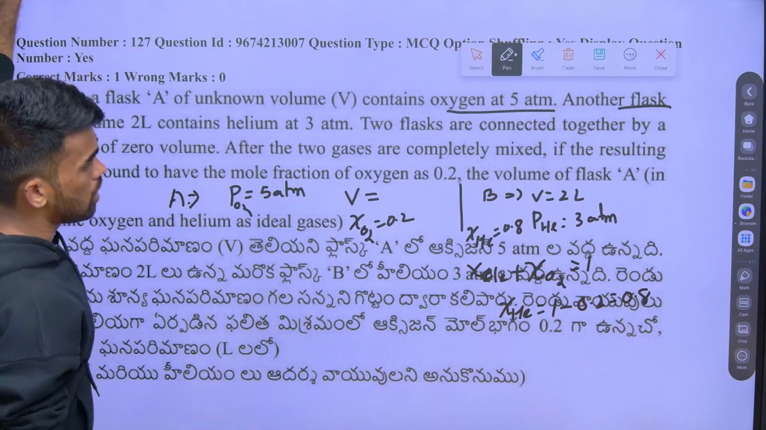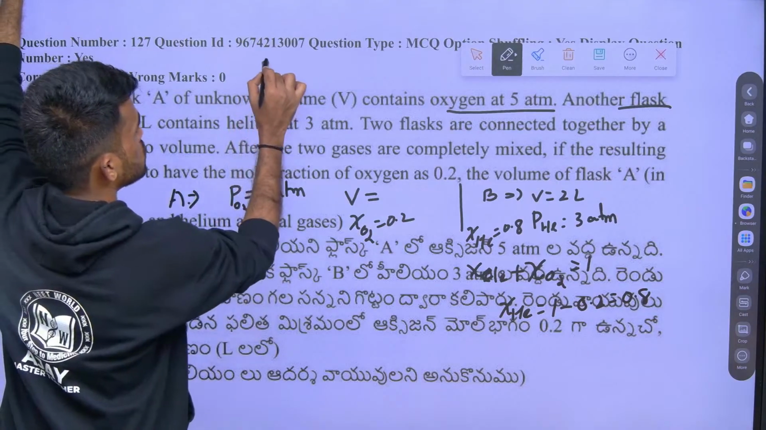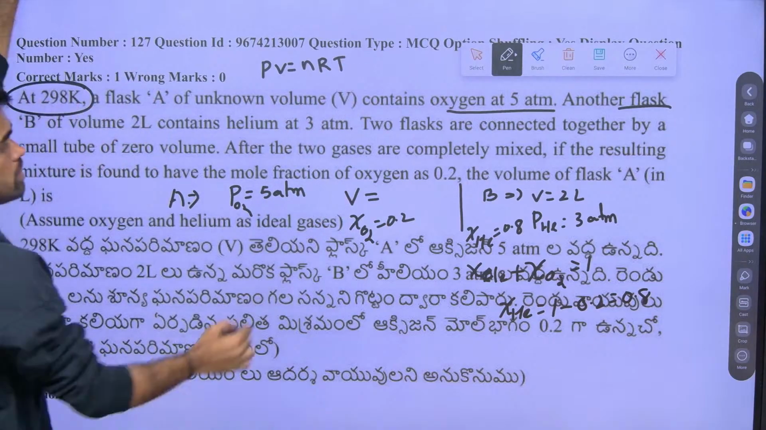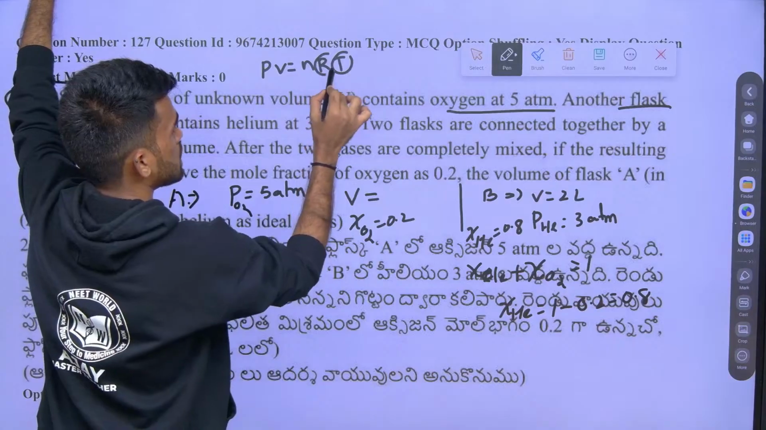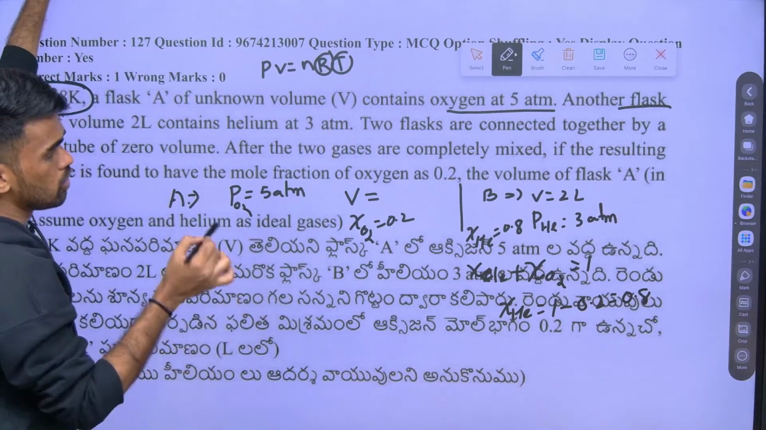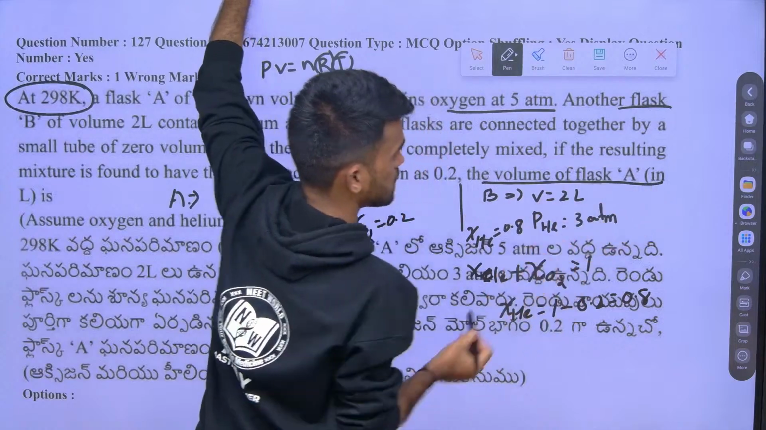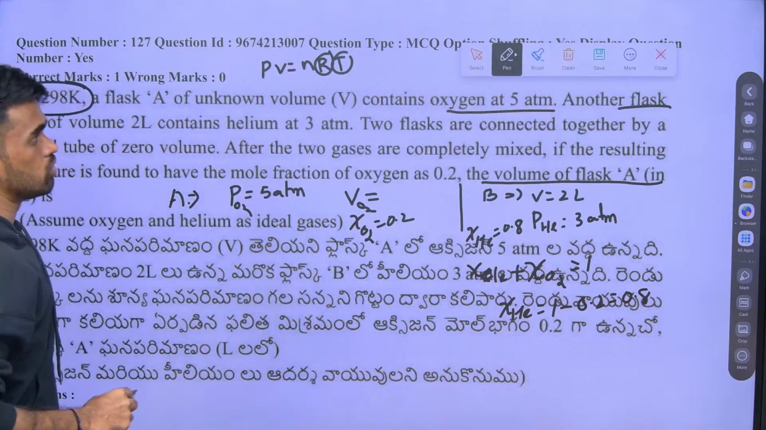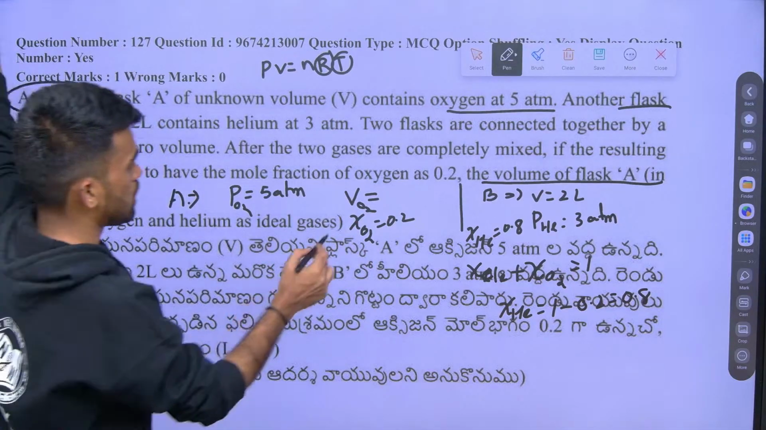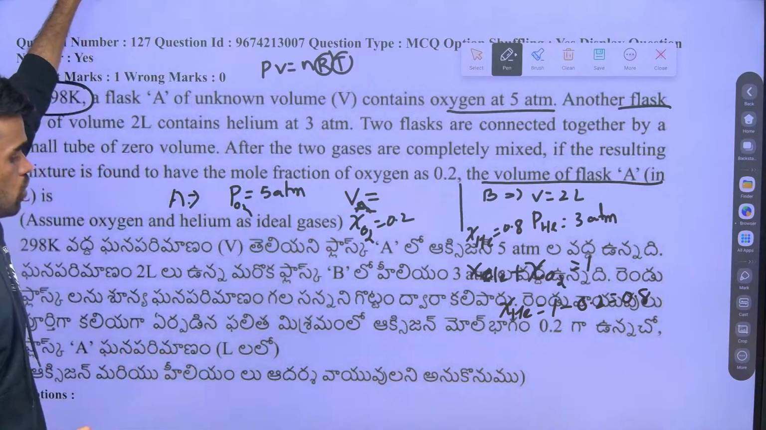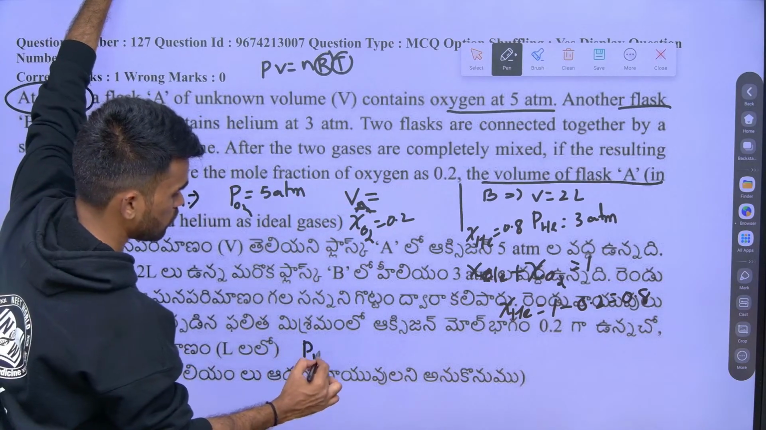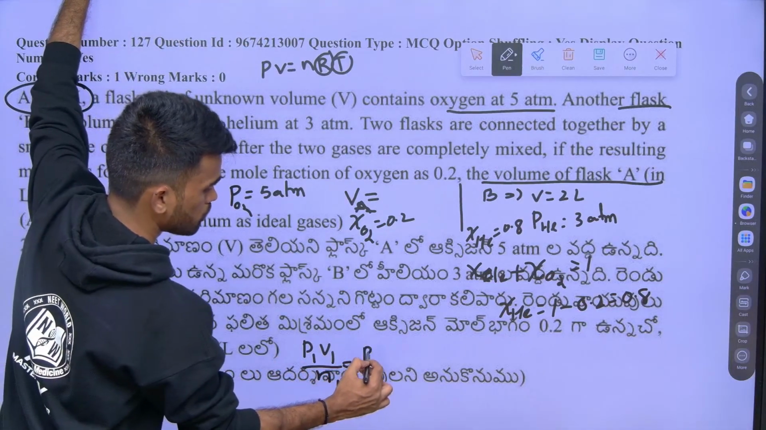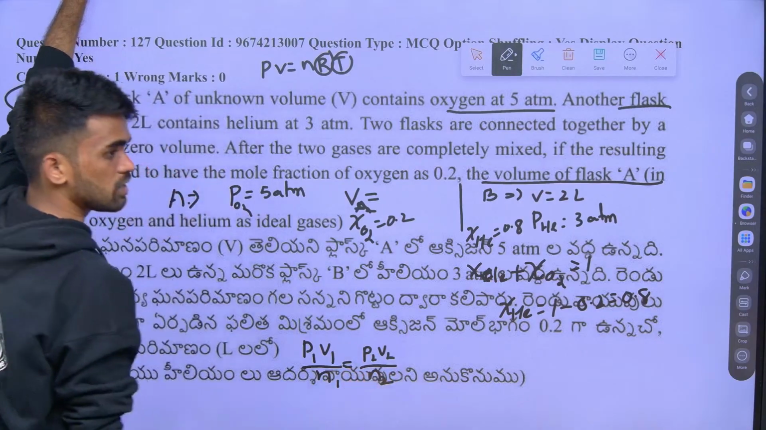Now what is the ideal gas equation we have? PV equals nRT. Here the temperature is mentioned as 298 Kelvin. So temperature is constant now, and the universal gas constant R is also constant. Now in the question they are asking about the volume of flask A. So we need to find VA. What can I write? P1 V1 by N1 equals P2 V2 by N2. This is the formula I am using here.